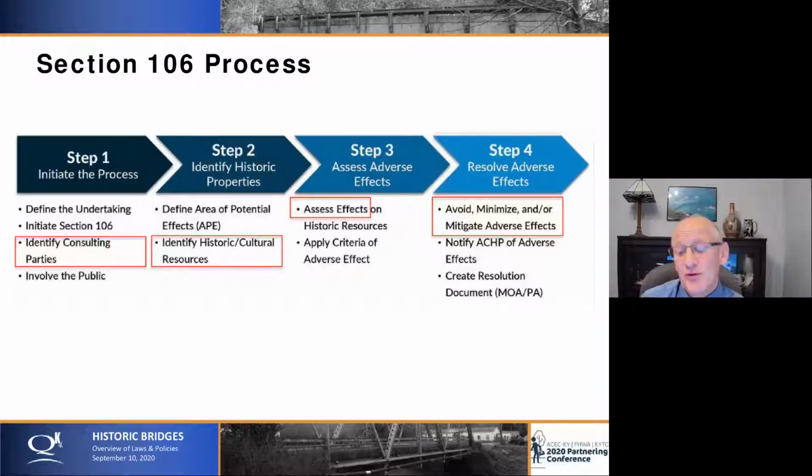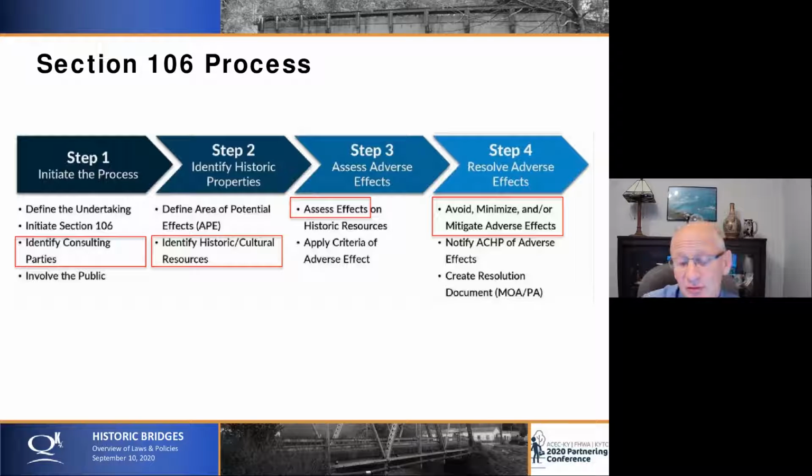All right, the 106 process, just a real high-level quick review. One thing we have to do is identify consulting parties, and that is engaging local landowners, local officials, local historians, and often these individuals have insight into the historic resources that we're dealing with and have great solutions. And it can get a little messy sometimes, but if you really engage it, it's the process that can make a project really rich and do well.